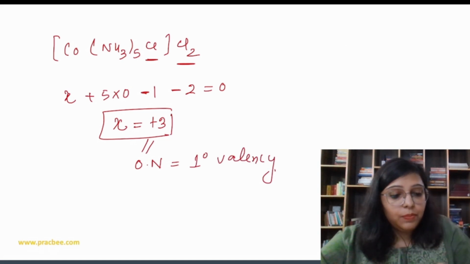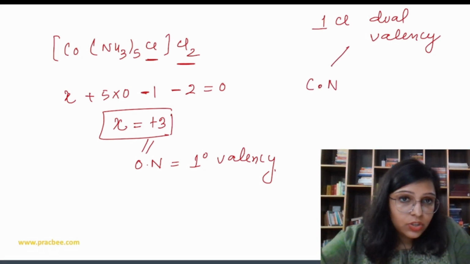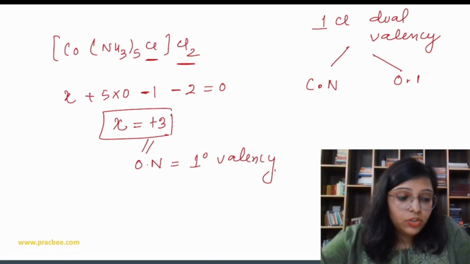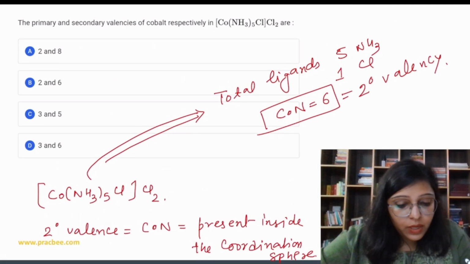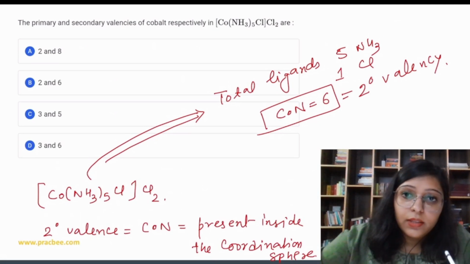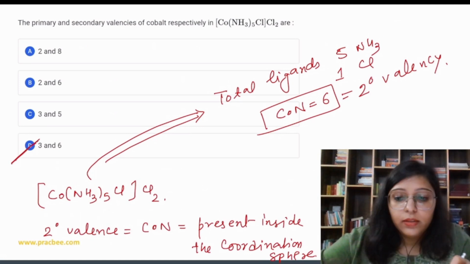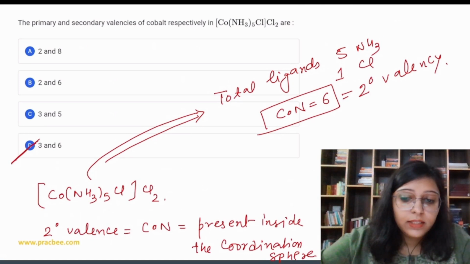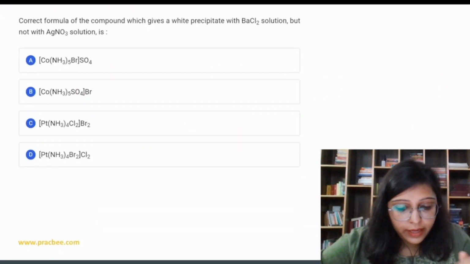So basically what happens here is that 1 chlorine has dual valency. It satisfies the coordination number and it also satisfies the oxidation number. So what is going to be the answer? 3 and 6. So option D is the correct answer. Okay. That's it. Now let's do the next question.